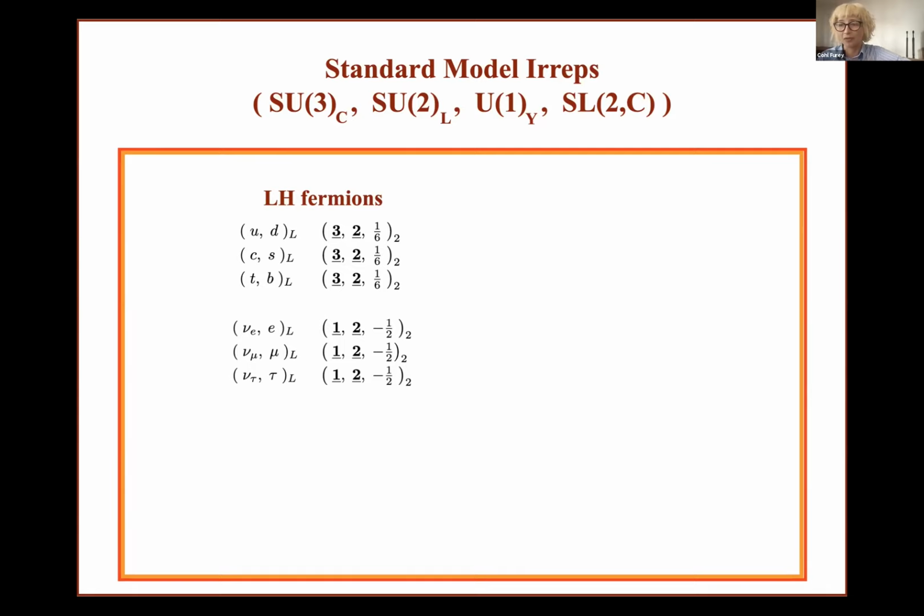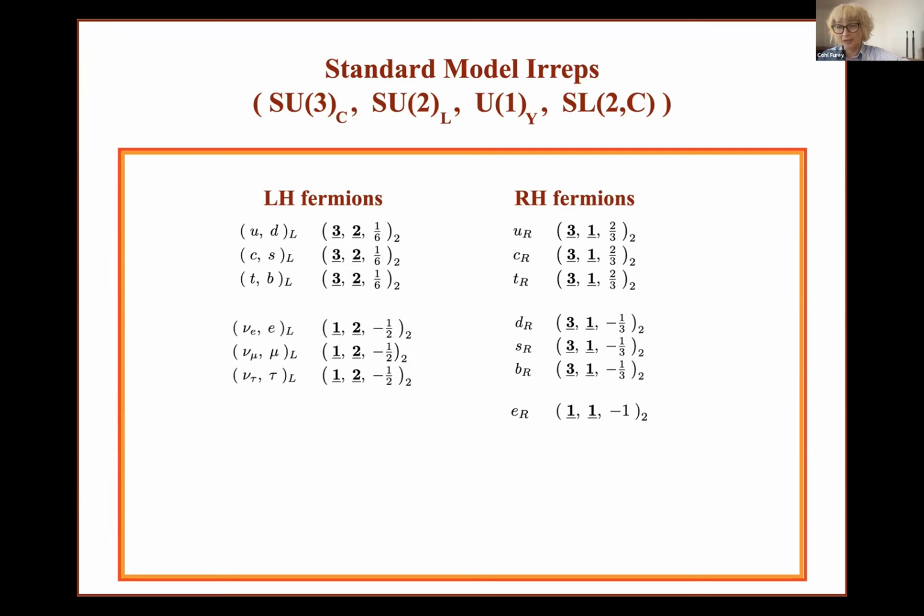Then for the right-handed fermions, we've got a right-handed up quark, which transforms as a (3, 1, 2/3, 2). Same goes for the right-handed charm, the right-handed top. Then beyond this, we've got a right-handed down quark, which transforms as a (3, 1, -1/3). Same goes for right-handed strange, right-handed bottom. Next, we've got right-handed charged leptons, so the electron transforms as a (1, 1, -1, 2). And then we've got two more copies of those given by the right-handed muon and the right-handed tau.